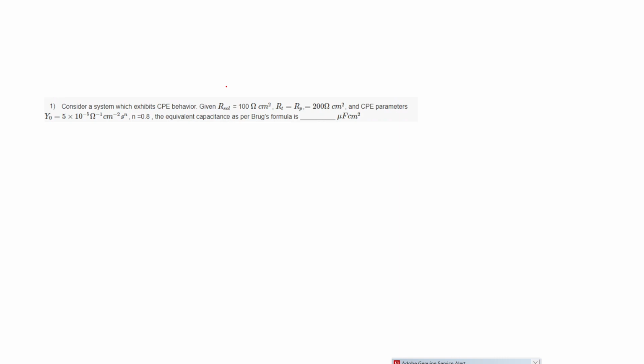So the first problem is, consider a system which exhibits CPE behavior. Okay. Given the R solution is 100 ohm centimeter square, RT and RP equal to 20 ohm centimeter square. CPE parameters are given. Y0 value is 5 into 10 to the power minus 5 ohm inverse centimeter square inverse second raised to n, and the n value is given as 0.8. You have to find out the effective capacitance as per Brug's formula. Please do it. And the unit is to be in microfarad per centimeter square. Please do.